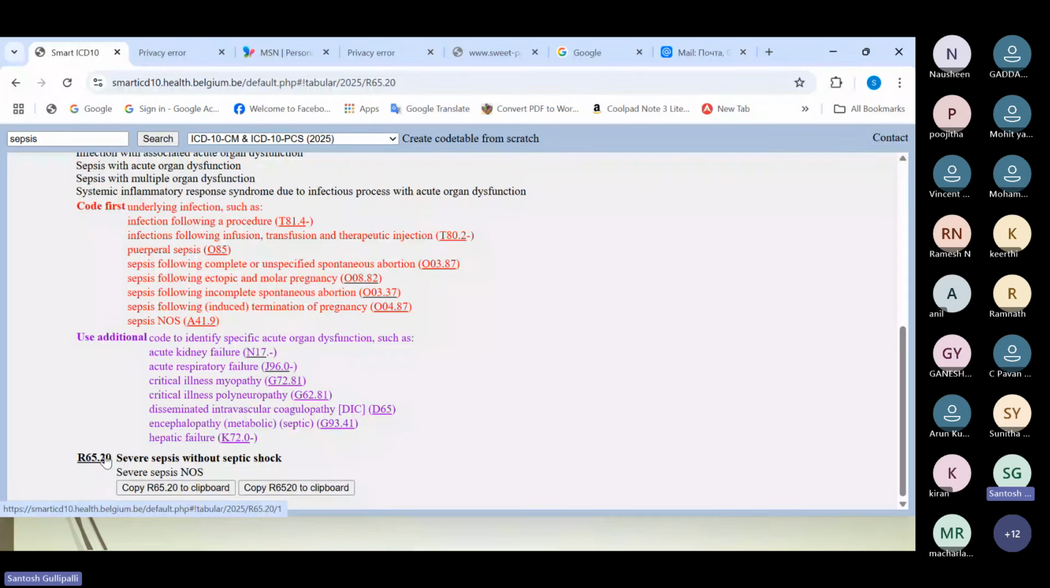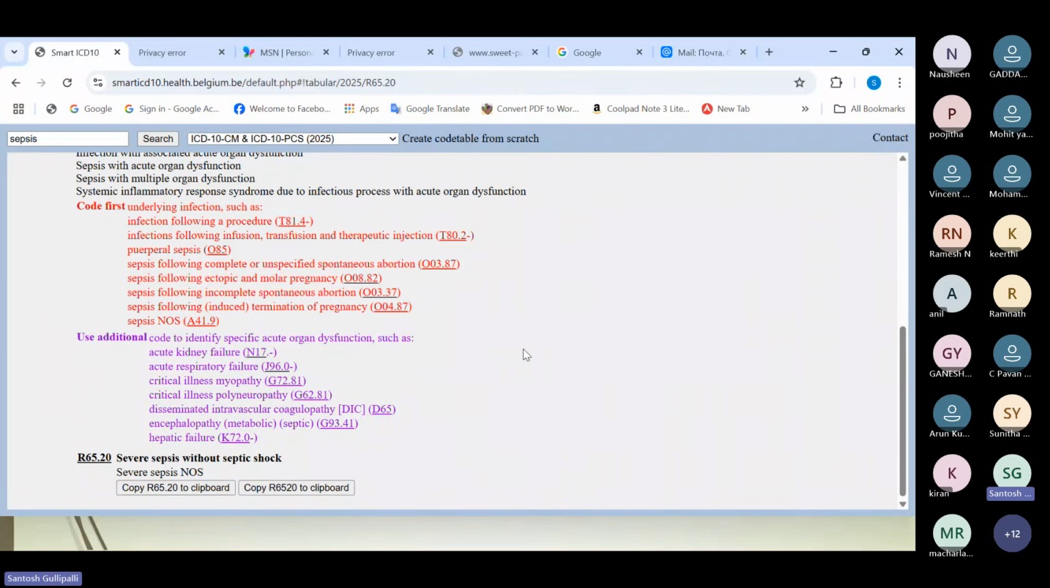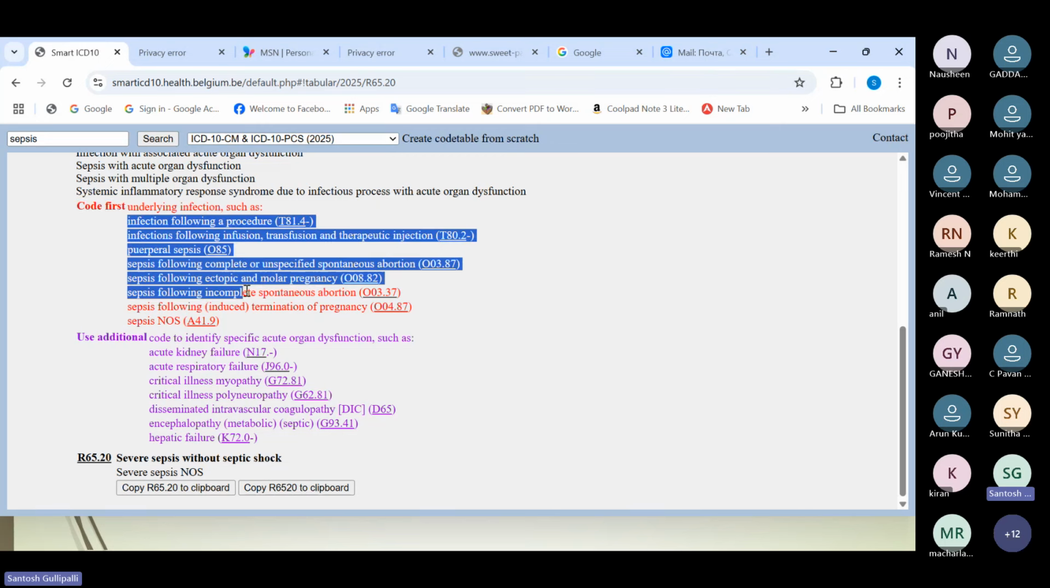But in R65.20, one specific guideline is there: code first underlying infection, and use additional code. Another guideline is also there. This is one of the conventions. So what does code first mean? When the patient comes with severe sepsis, by default two codes are required. So you can code first these conditions.